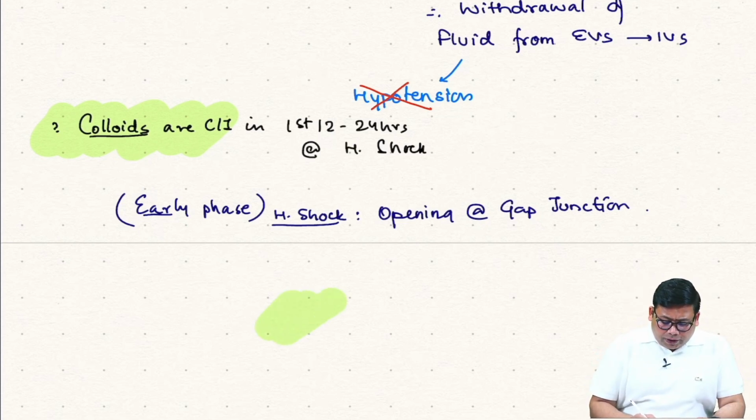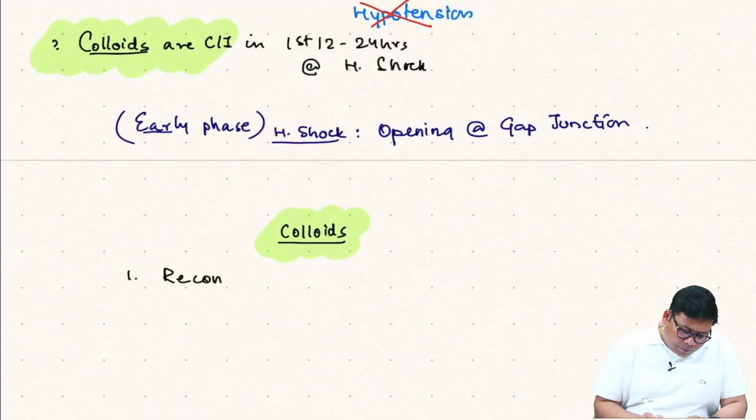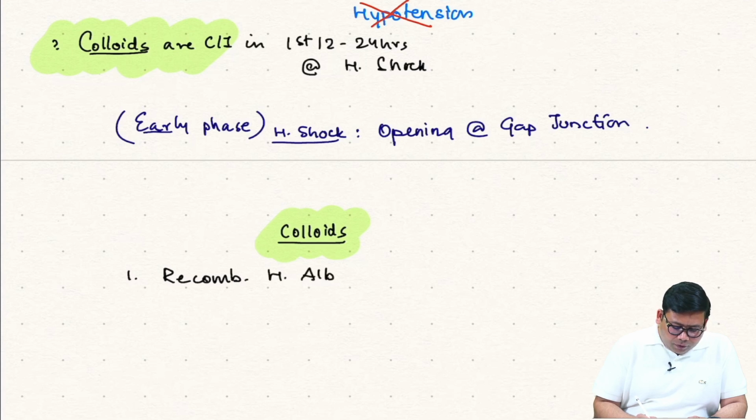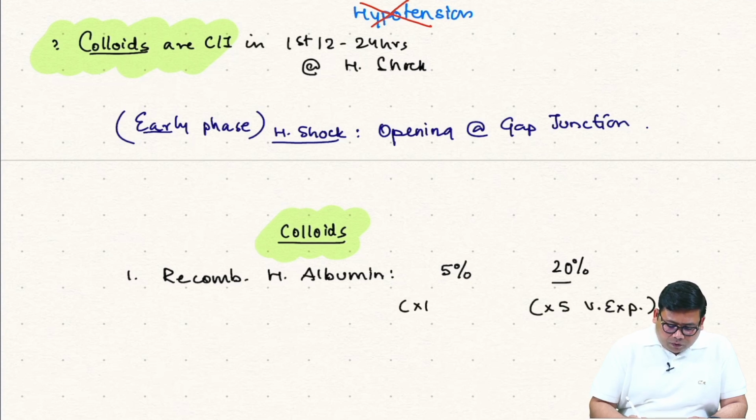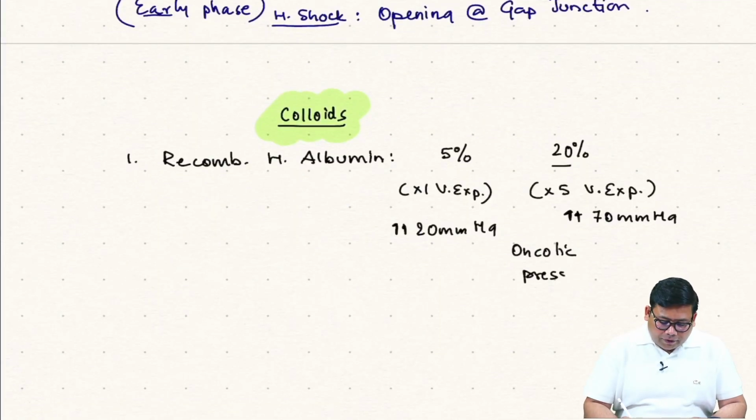Now, I would not go into the depth of different colloids. I will just tell you the various colloids which are available in the market. The first is recombinant human albumin, and it is available in two forms. One is 5% and one is 20%. Do you know 20% causes 5 times volume expansion and 5% causes 1 time volume expansion? 5% increases the oncotic pressure by 20 mmHg, and 20% increases the oncotic pressure by 70 mmHg. So this is again very important, that the oncotic pressures are also elevated in this.